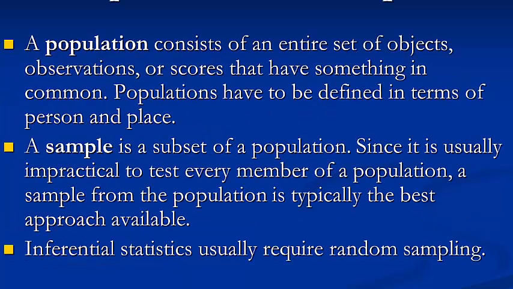Let's just recap quickly about how a sample is different from a population. A population consists of an entire set of objects or observations or scores that have something in common. You need to define your population in terms of person, place, and time, whereas a sample is a subset of the population. And since it's usually impractical to test every member of the population, we usually select a sample from the population using the best or most practical approach possible.